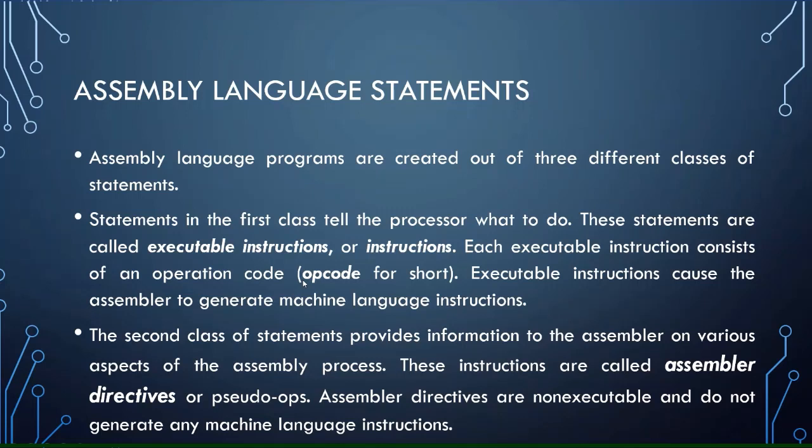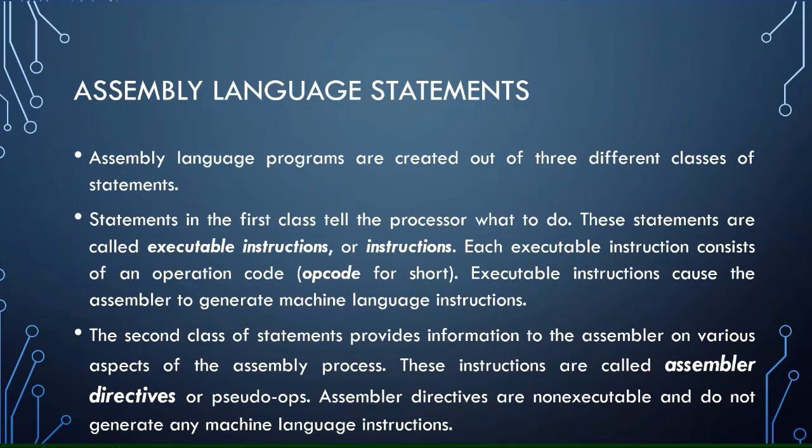Another important thing is that this type of executable instruction is converted from assembly language into machine language directly by the assembler. That means there is no in-between interpreter or compiler between the code and the machine language. The assembler directly converts the executable instruction into machine code, so that our processor can understand and act accordingly. That's why they call it executable instruction, or in short, instruction.